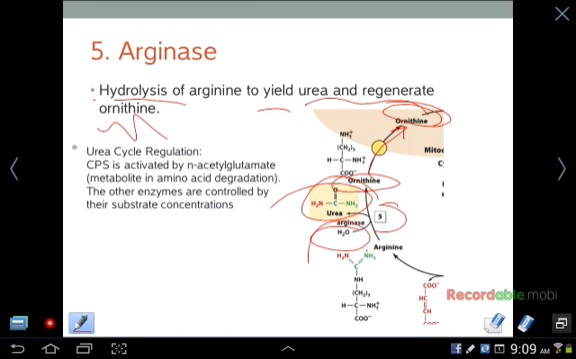So the urea cycle is regulated initially at CPS, which is that very first enzyme in step 1. This is activated by N-acetylglutamate, a byproduct of massive amino acid degradation. So if we're getting a metabolite from amino acid degradation, then we know we have some excess nitrogen that we need to excrete as urea. The other enzymes from steps 2 through 5 are controlled mainly by substrate concentrations, so they're basically in equilibrium.